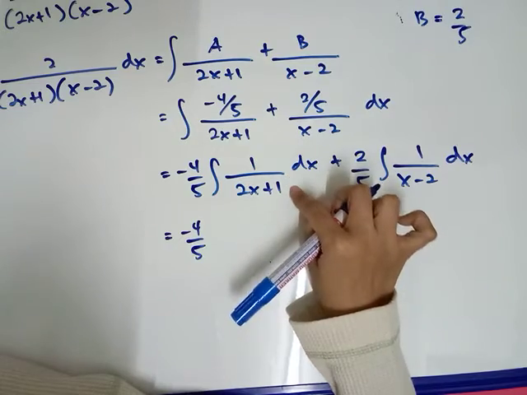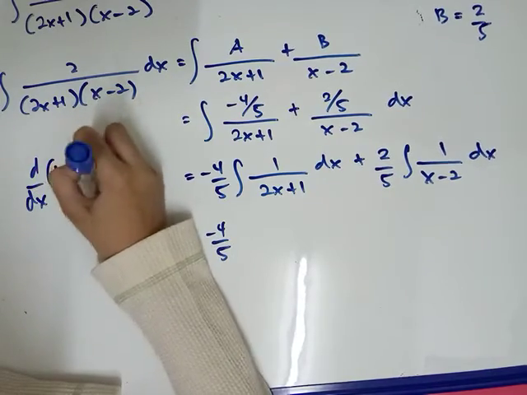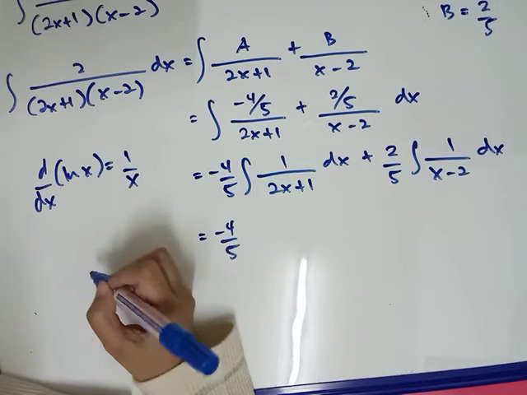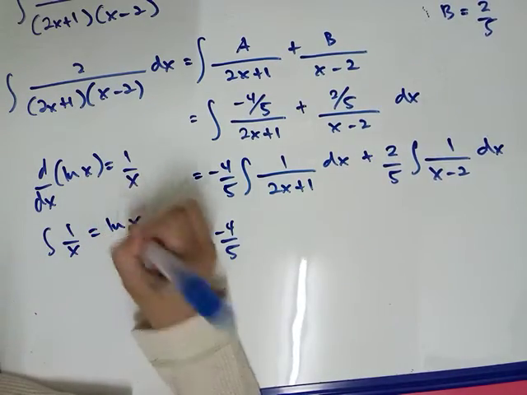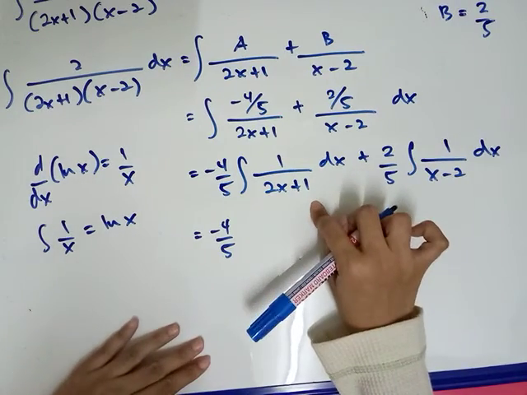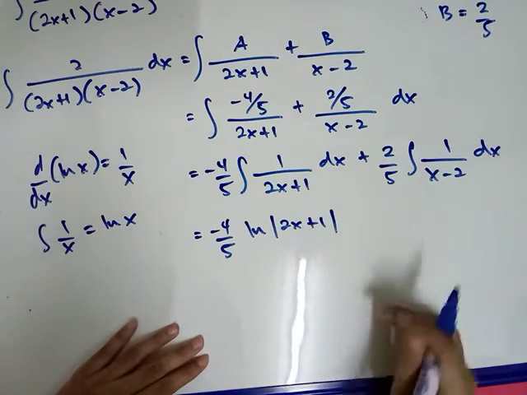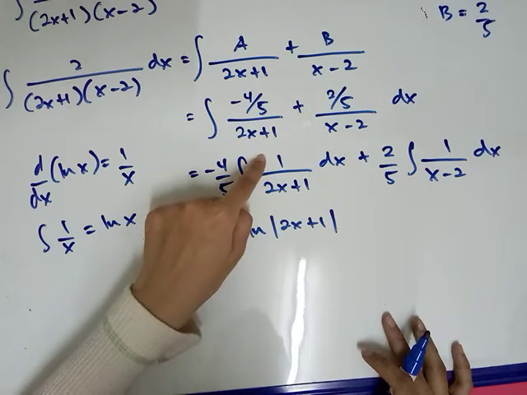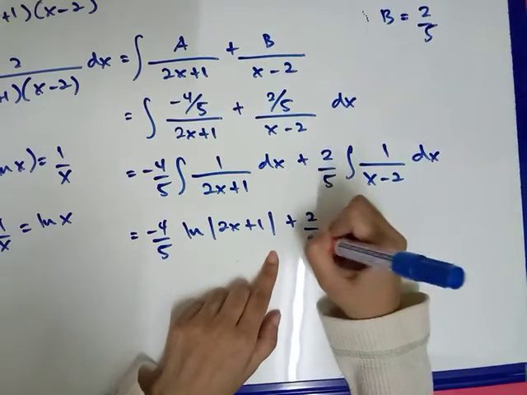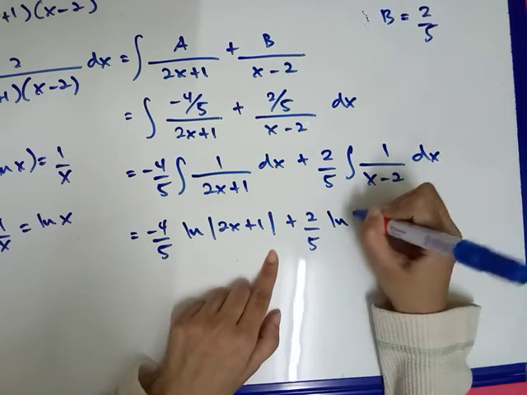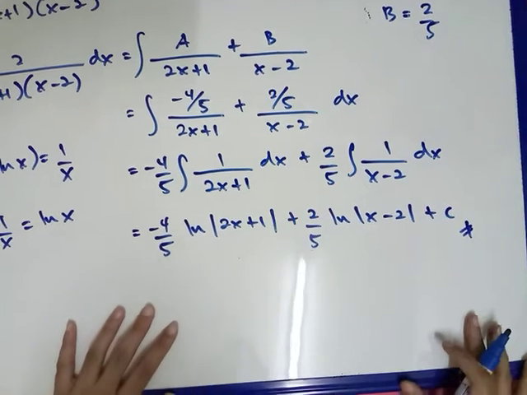Integrate 1 over 2x plus 1. Okay, differentiate ln x, how do we get 1 over x, right? So, integrate 1 over x, we get back ln x. So, integrate 1 over 2x plus 1, we get ln 2x plus 1. This one also, 2 over 5, integrate 1 over x minus 2, it is ln x minus 2. And don't forget to plus c. So, this is the answer.